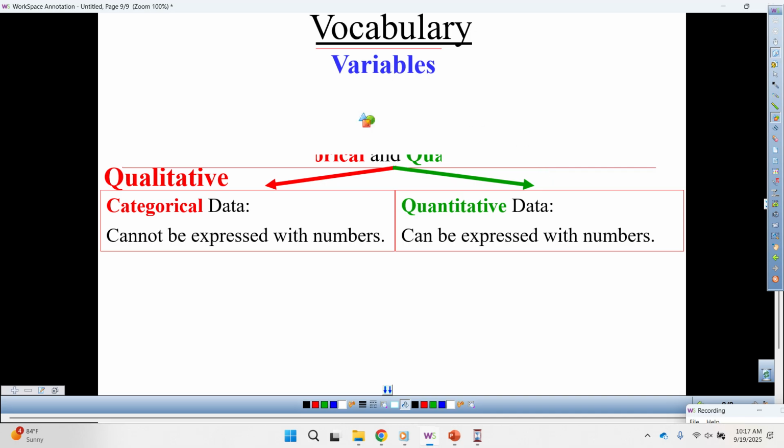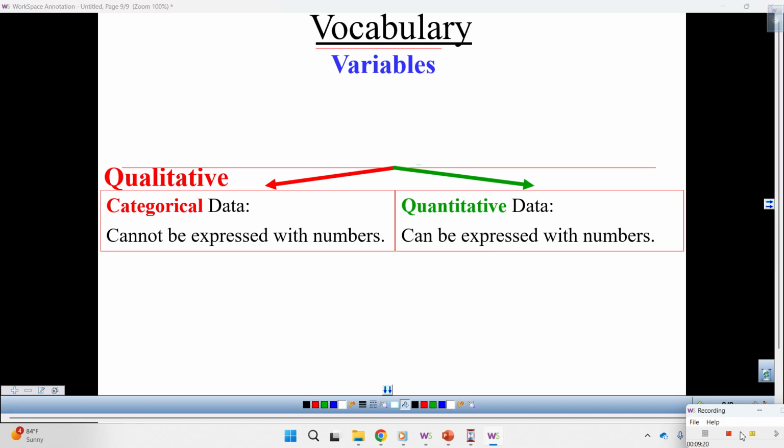Look up to the screen, and I want you to copy this in your notes. So you're going to write variables, copy qualitative data, quantitative data. Write that down, please. Give you some time. One minute. Go. We got it, yes? So once again, you took notes and you wrote down that you have variables, and we're going to be talking about qualitative versus quantitative.